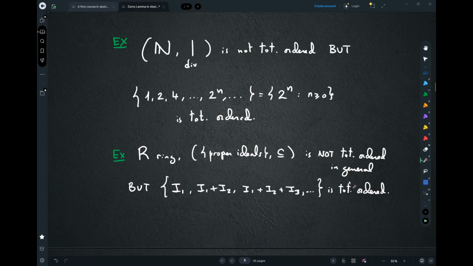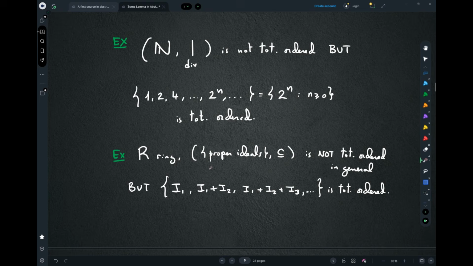Now, within sets that are partially ordered, for example, the natural numbers under divisibility, we do have subsets that are totally ordered. For example, if I take the powers of 2, that is totally ordered because a smaller power of 2 will be a divisor of a larger power of 2. So there is always a relation between any two powers of 2.